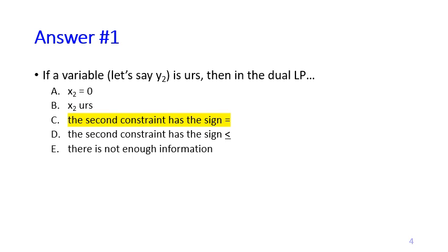Remember that the relation between primal and dual is that if we are given a variable in the primal, it will be related to the constraint in the dual. So if the variable is URS in the primal, then in the dual, the sign of the constraint is equality.